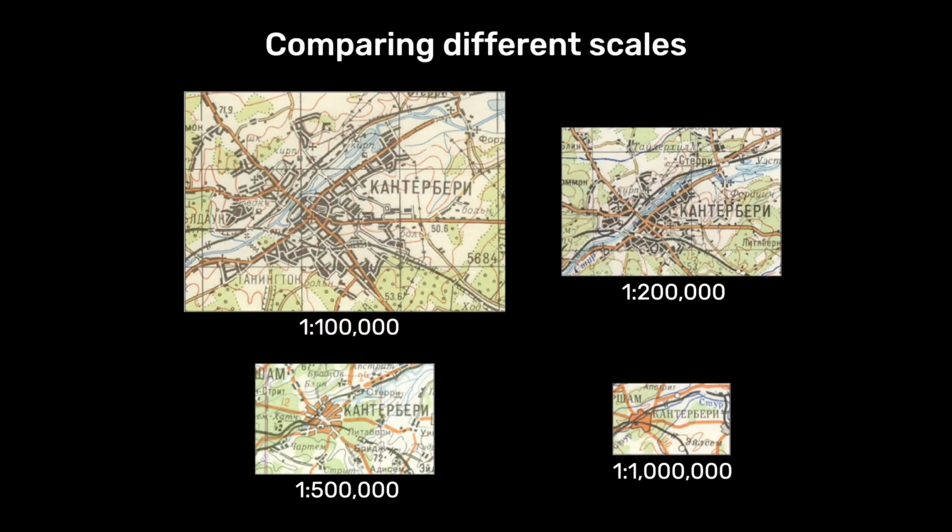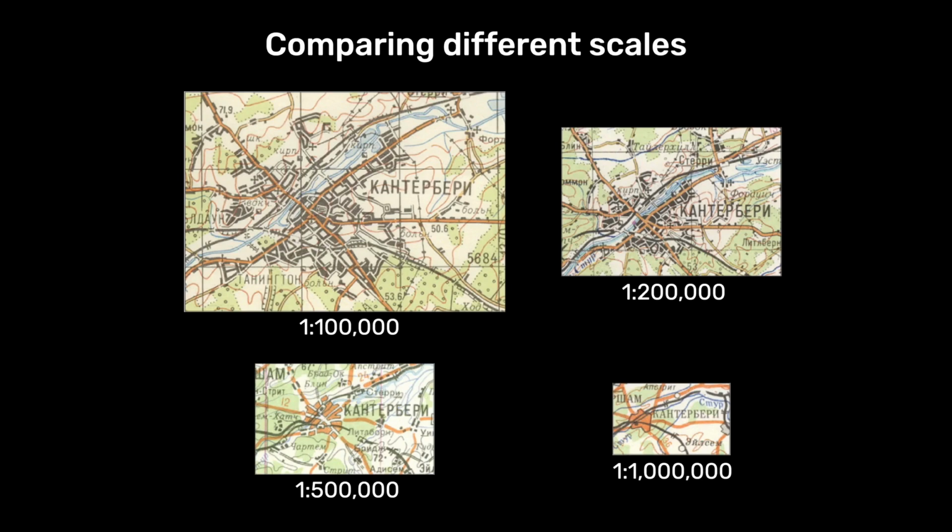Now, if we were to zoom out, as it were, and think about different types of scale at which Canterbury was mapped by the Soviet Union, then we see what the effects of scale are on the actual design of the map. So here are some examples I've got for you. There's a 1 to 100,000 map in the top left-hand corner. There's the 1 to 200,000, and then 1 to 500,000, and then finally 1 to 1,000,000 scale.